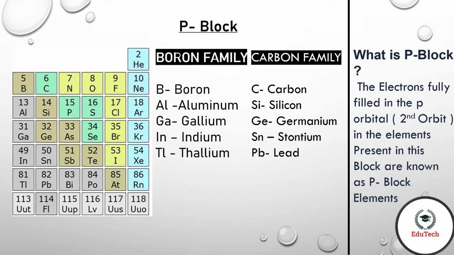P block. What is P block? The electrons fully filled in the p orbital, that is the second orbit, in the elements present in this block are known as p block elements. Group number 13 to 18 are called p block elements.